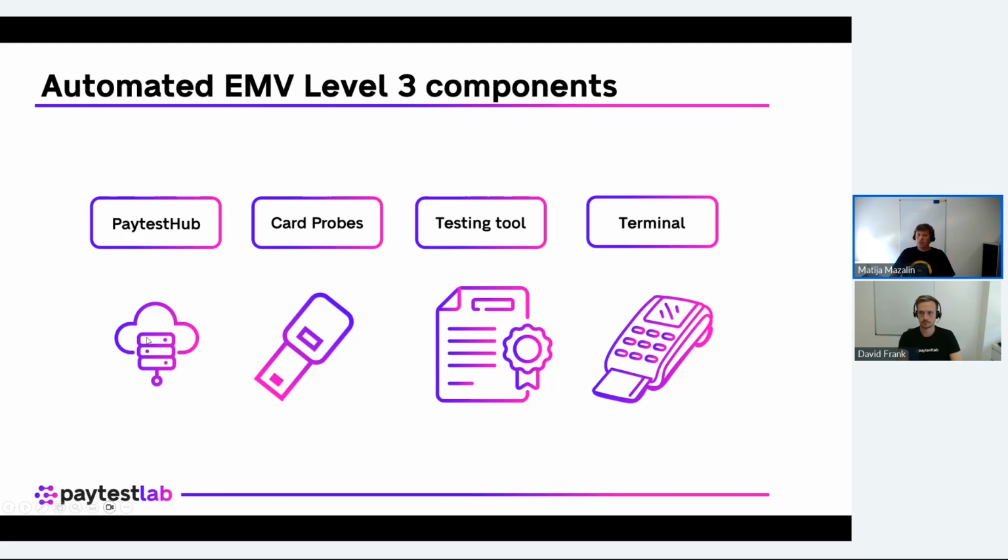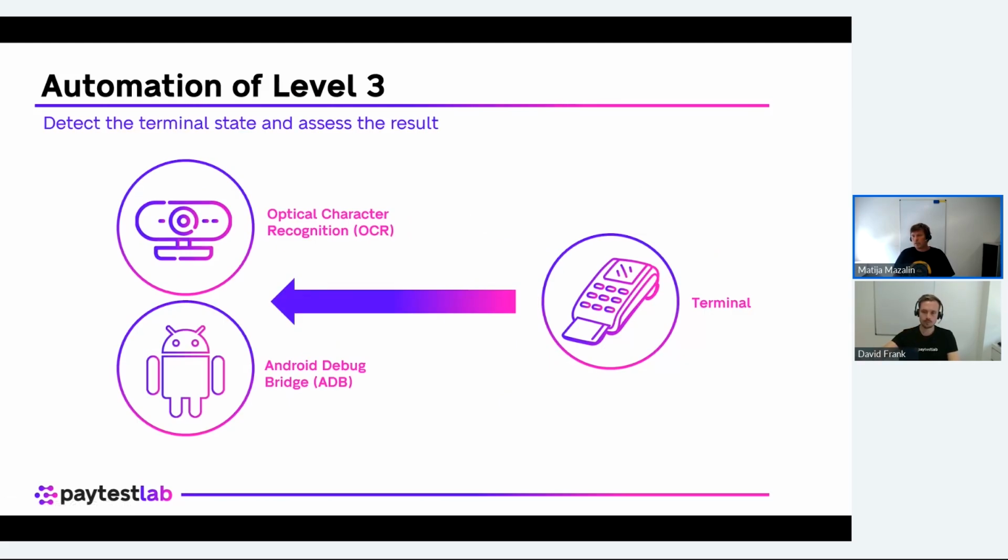But the Paytest Hub tries to replace the testers, or at least not completely replace, but it allows them to test more often, more frequently, and of course also with greater accuracy. Now, the steps of the automation level, how do we actually do this? We are using a few tricks and a few pieces of hardware to do this. One of them is cameras, we are using the Android Debug Bridge, and we are also using other ways to detect what kind of state the terminal is in.